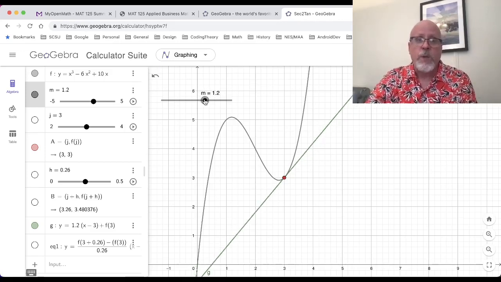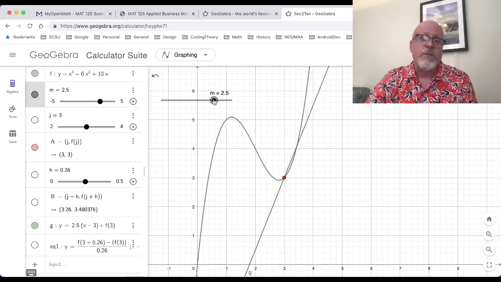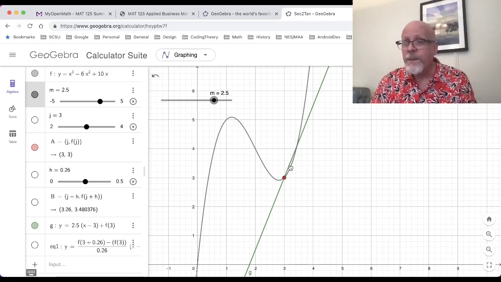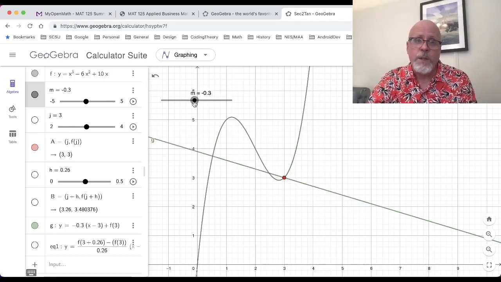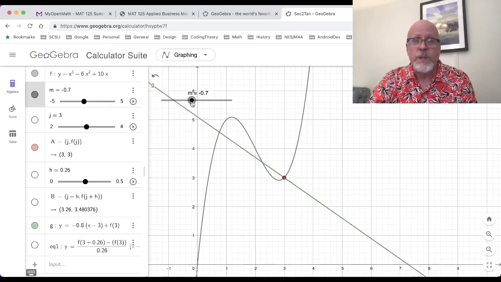But let's look at what it is if the slope is different from 1. Like here it is 2.5. Do you see how the green line hits the black curve in 2 different places then? That's kind of the usual situation. You try different slopes, you're going to hit the graph usually in 2 different places.